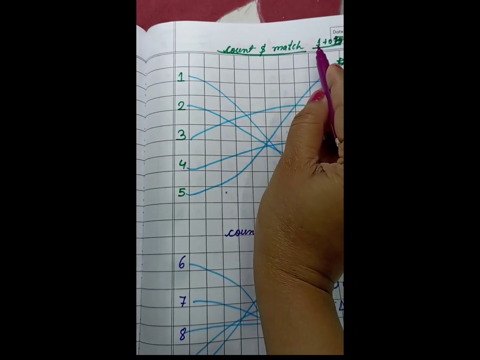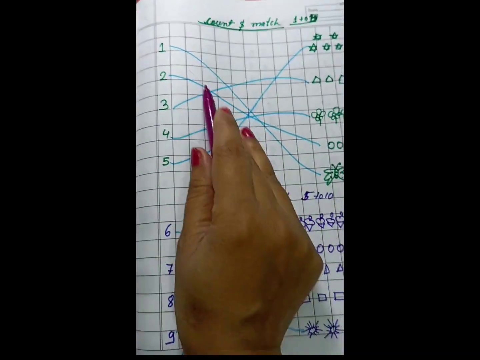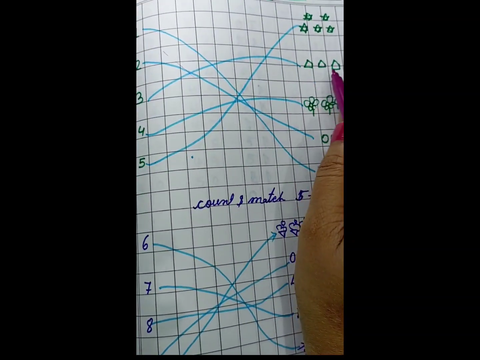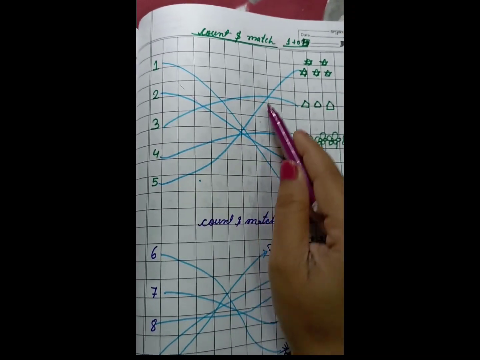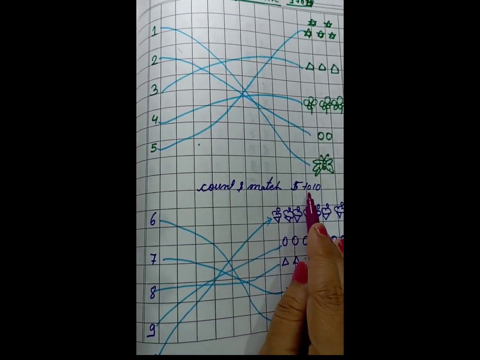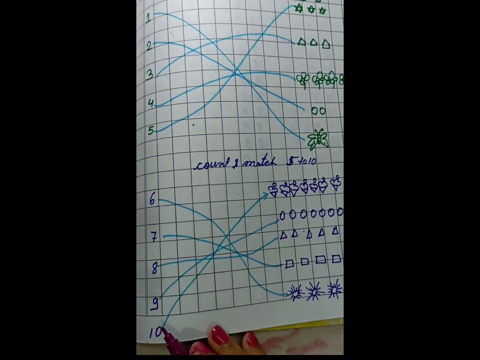Count and match 1 to 5. 1 2 3 4 5. Count and match 5 to 10. 6 7 8 9 10.